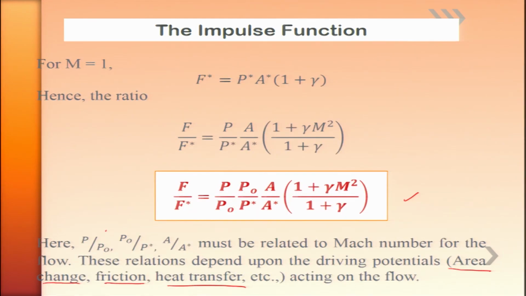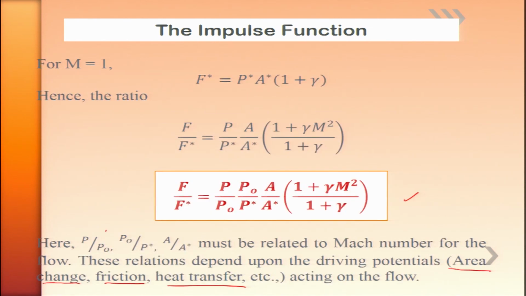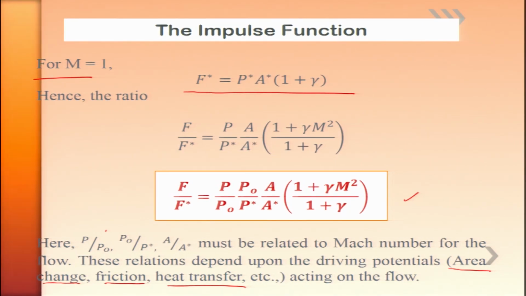Moving ahead, for when this is obtained for a general m, for obtaining the value for m equal to 1, that is the critical state, let us again conventionally write down f as f star. That is what I have done here, that for m equal to 1, f becomes f star, and hence again the properties like P star, A star, 1 plus gamma.